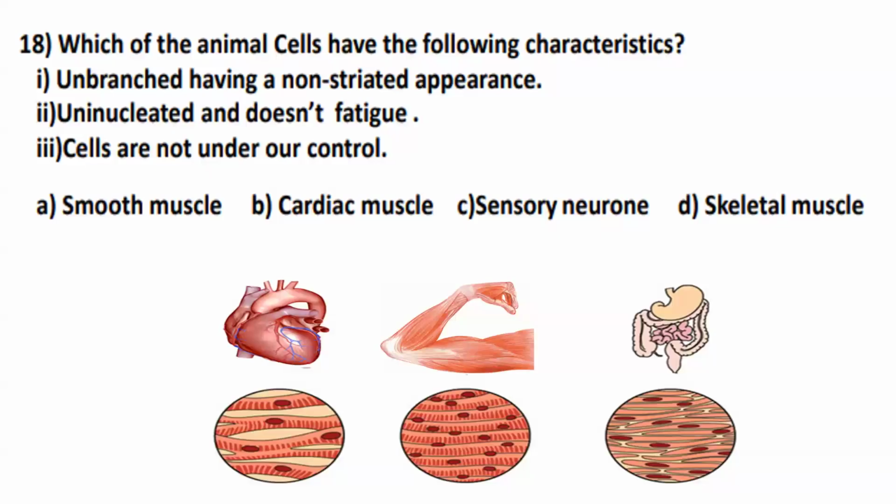Okay, let's move on. Question number 18. Which of the following animal cells have the following characters? Unbranched, having non-striated appearance. No branches, non-striated. We have only one non-striated fellow. Who's that? Smooth muscles. They are not branched also, no? What is their shape known as? Spindle shape.